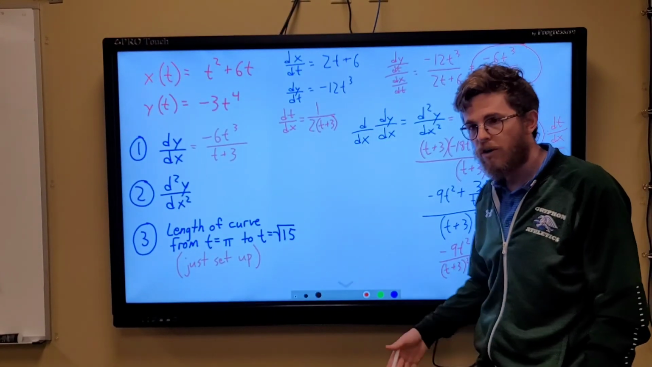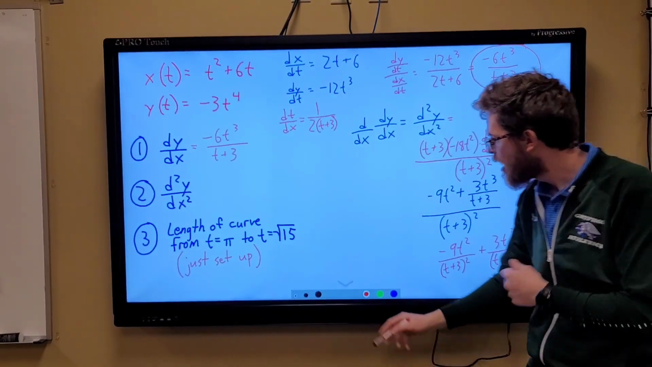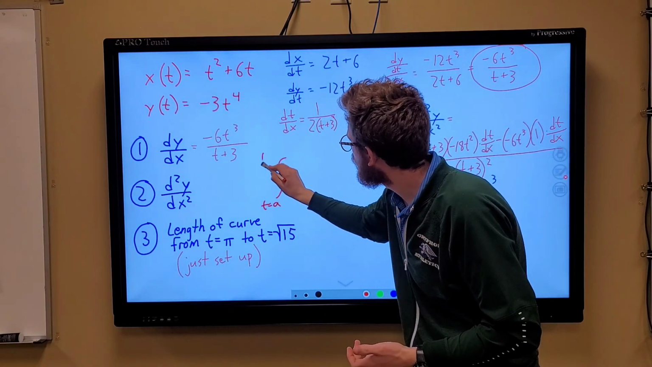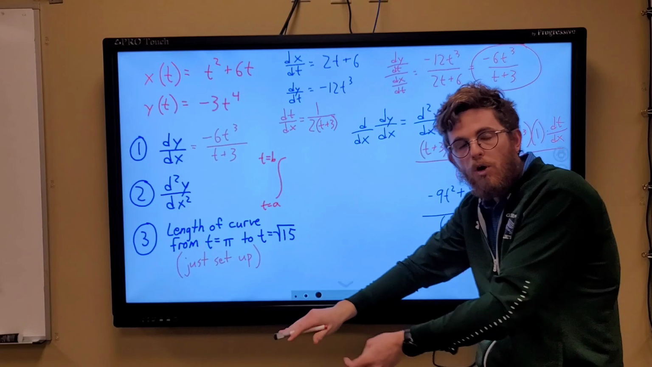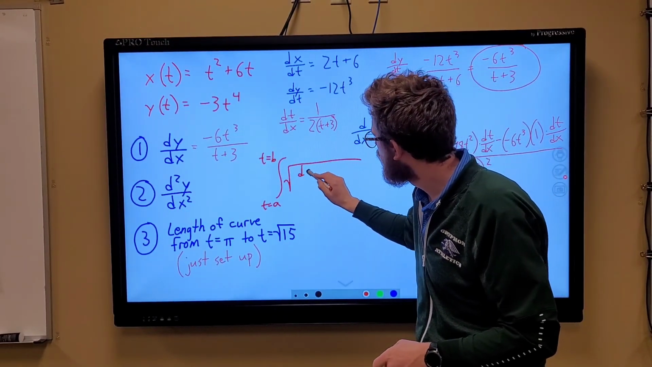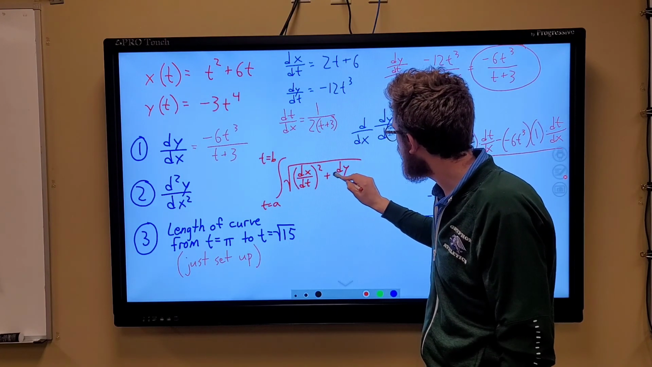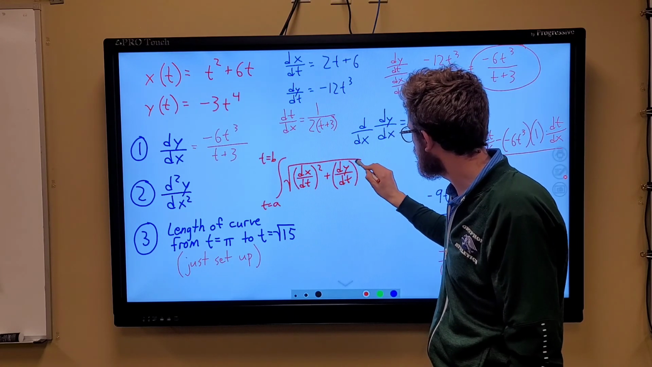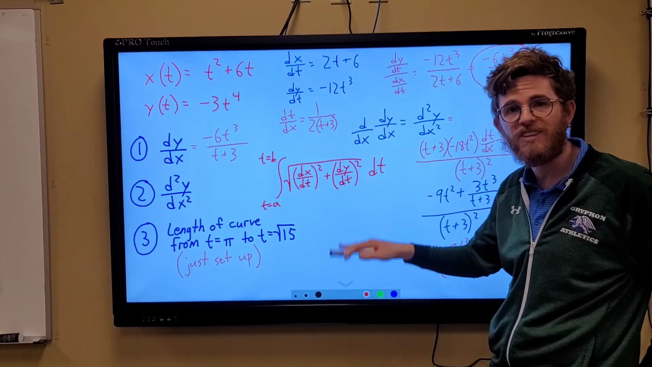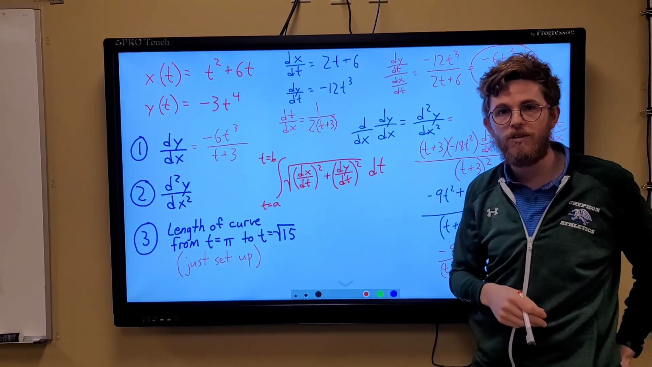Finally, the length of the curve. When we're talking about parametric equations and the length of the curve, our formula is, from t equals a to t equals b, our lower t to our upper t, we're accumulating the square root of (dx over dt) squared plus (dy over dt) squared with respect to t. So we just want to set this up with our dx over dt and our dy over dt.